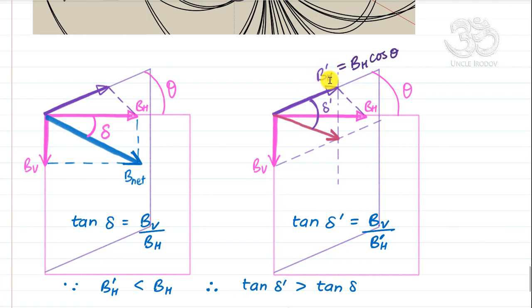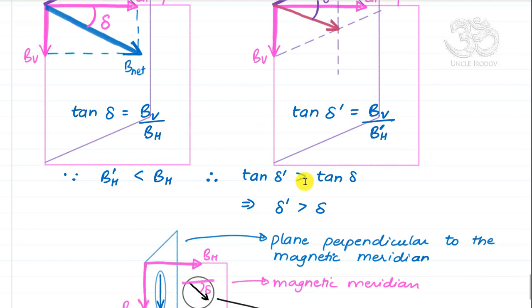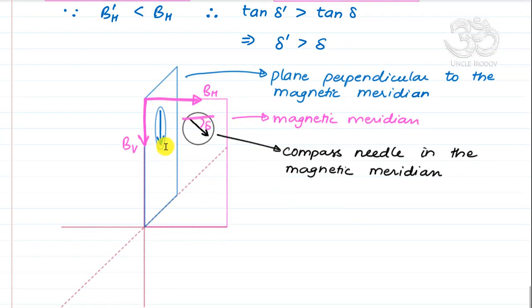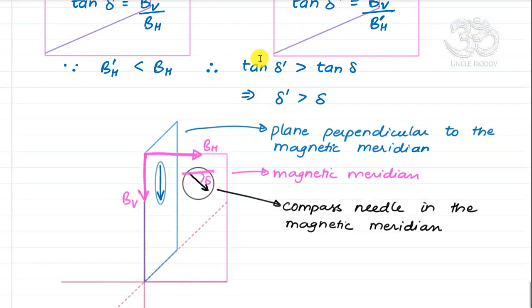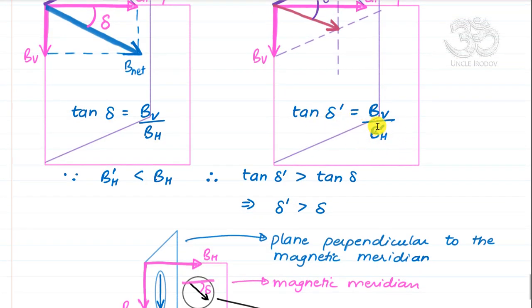So because BH prime is small, that's why this ratio is large, and that is why tan delta prime is large. And we know that in the 0 to 90 degrees domain, if the angle increases, then the tan also increases, and vice versa. If you know that the tan is more, so the angle is more. So delta prime is more than delta. And if you are standing in a plane that is perpendicular to the magnetic meridian, you will get that delta prime is 90 degrees. That means tan delta prime is infinity, and that is expected because the horizontal field becomes 0.